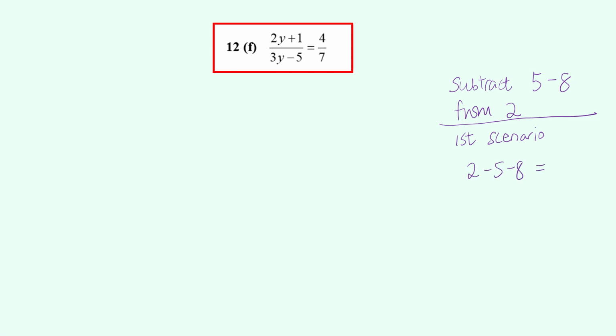And what do you get? 2 minus 5 minus 8 actually gives you negative 11, right? If you don't believe me, just use a calculator to work it out. 2 minus 5 is negative 3. Negative 3 minus 8 is negative 11. This is the first scenario, without bracket.